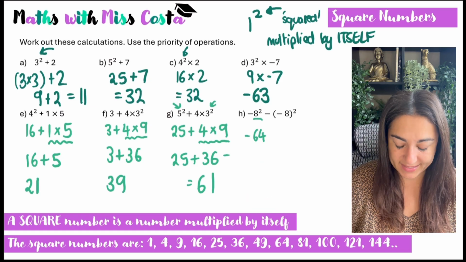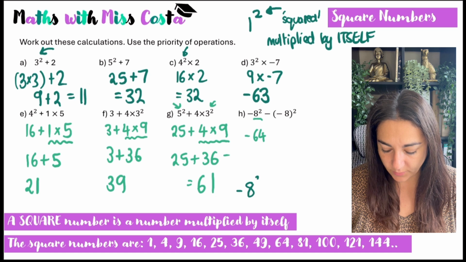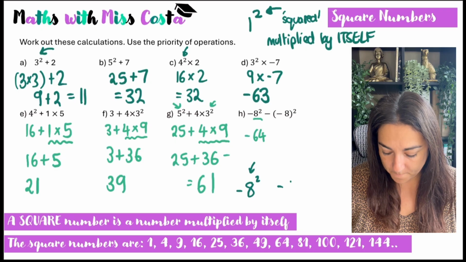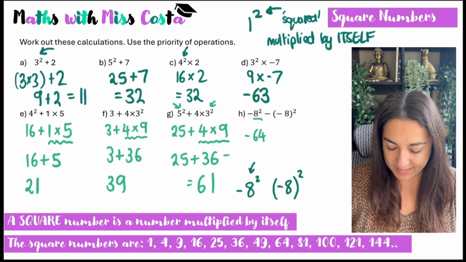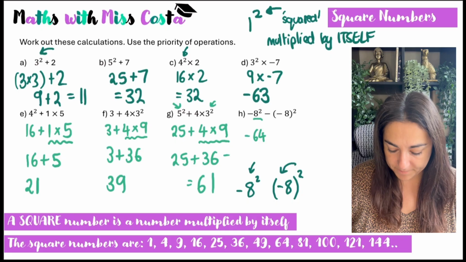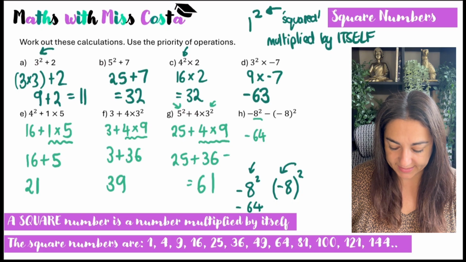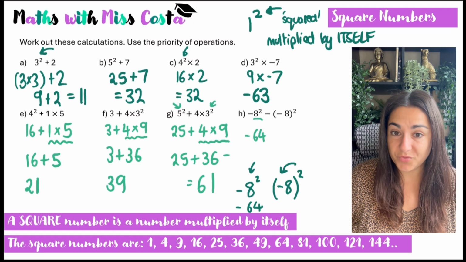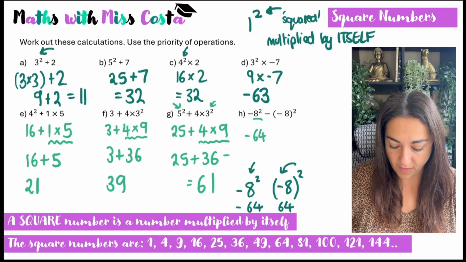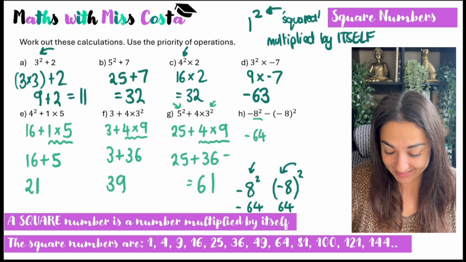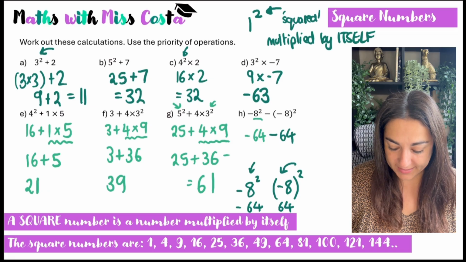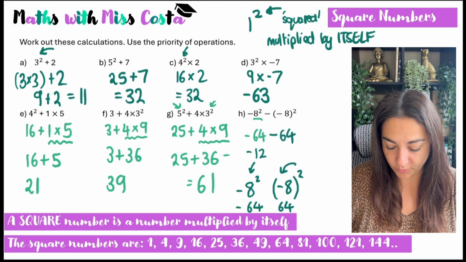don't need to do this so much just yet, but minus 8 squared means that 8 is being squared and then it's being multiplied by minus 1. Minus 8 in brackets squared means the whole negative is being multiplied. So minus 8 squared without the brackets is going to be minus 64, because 8 squared is 64 and then it's got the minus. But minus 8 in brackets squared is minus 8 times by minus 8, which is positive 64. So that would become minus positive 64. And minus 64 minus 64 is going to be minus 128.